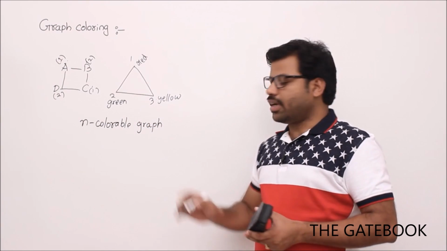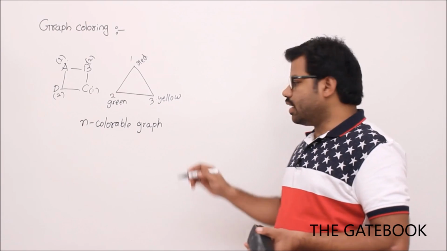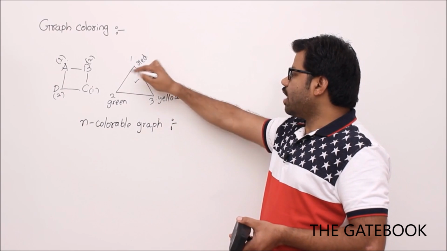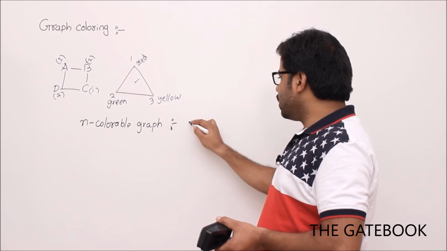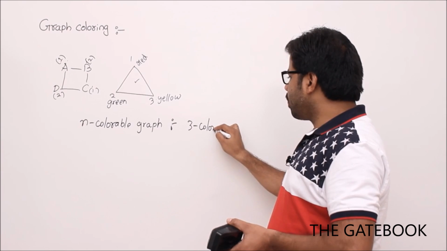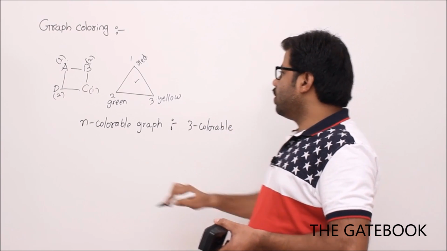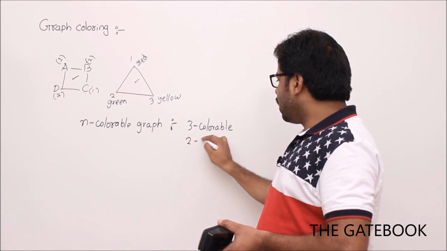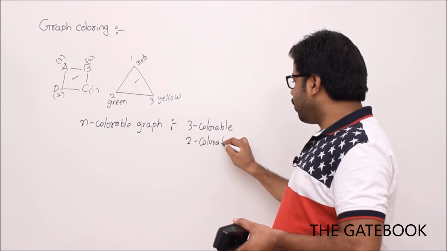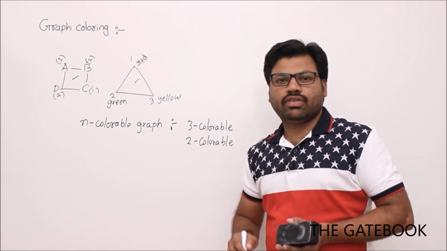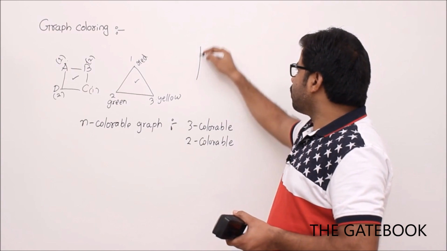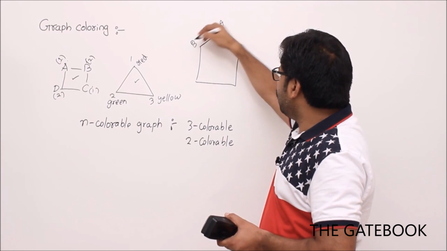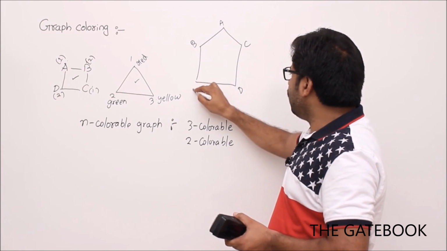An N-colorable graph is nothing but a graph which can be colored with n colors. Okay. Example, this graph, you see, it can be colored with three colors, isn't it? That's why this is a three colorable graph. Now, this graph can be colored with two colors, isn't it? So that's why that graph is called a two colorable graph. Now, let's take one more example. A, B, C, D, E.